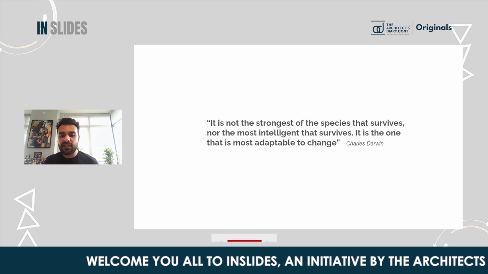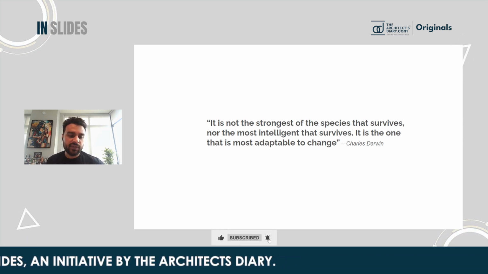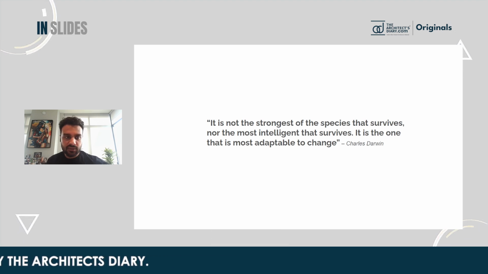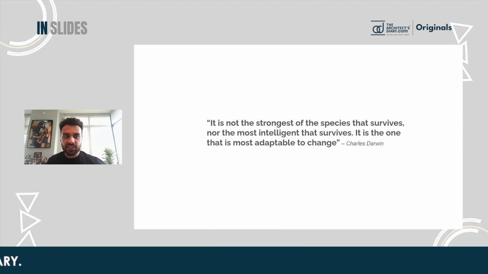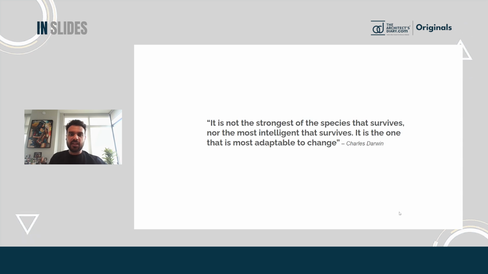So even as designers and architects, we have to see if we are adapting to the new technologies, if we are changing with the times, or if we are stuck in our conventional methods. And the quote itself is really powerful, and it's by Charles Darwin. So yeah, I think that's it for my presentation.